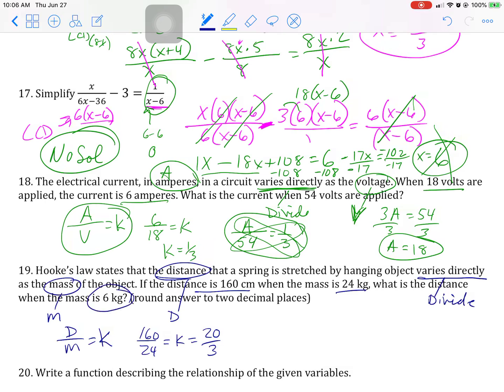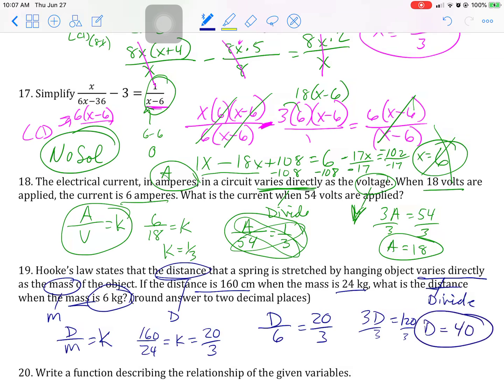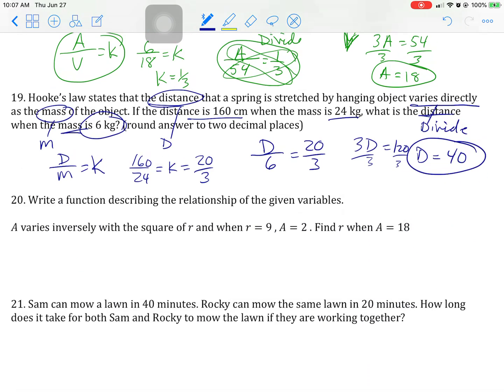And then the new information gives you is a mass. So the mass was on the bottom. It says, what is the distance? Put the k back as a fraction and cross multiply. So this would be 3d equals what? 120 divided by 3. D equals 40. Okay.